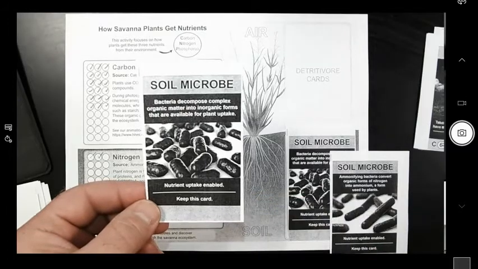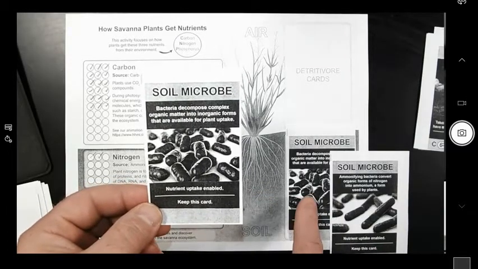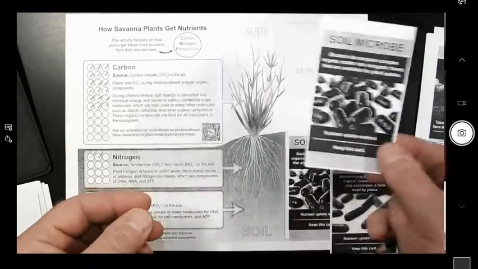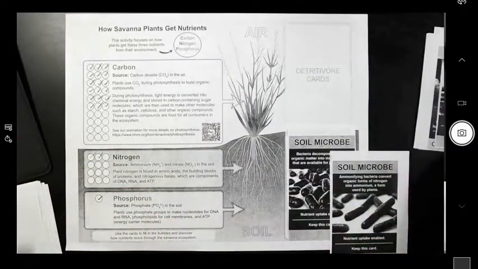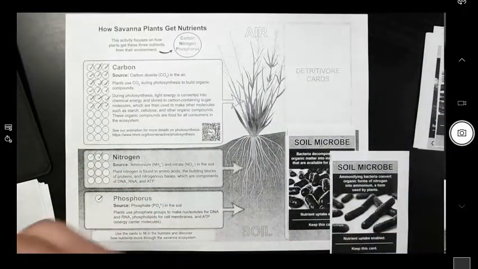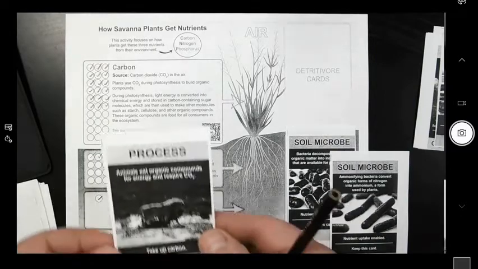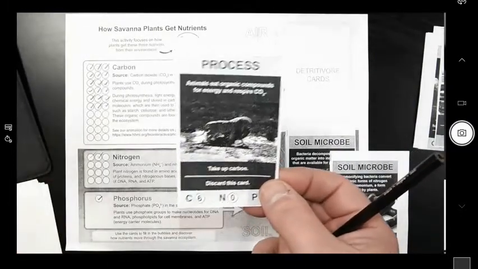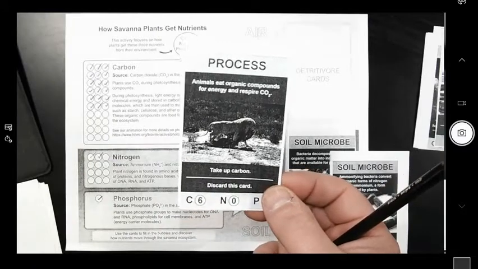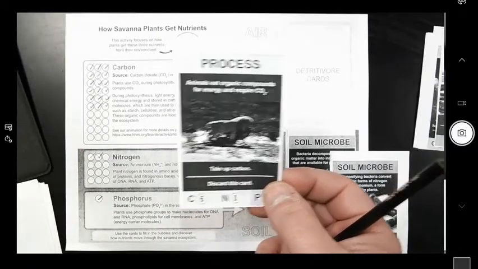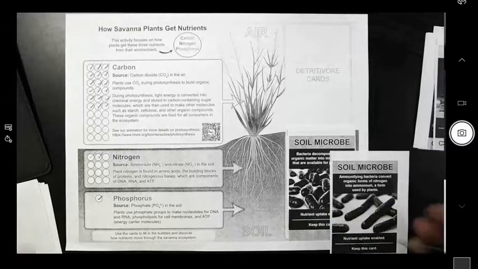Bacteria decomposes. I think we have this exact same one over here, so we'll just go ahead and discard this for the process of this game. Animals eat organic compounds for energy and respire. Take up carbon. All right, 6 more carbon.